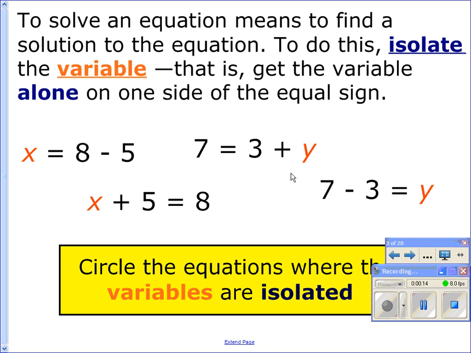Okay, so to solve an equation means to find a solution to the equation. You're going to isolate the variable, that is, get the variable alone on one side of the equal sign. Remember, the variable is represented by a letter, and it is the unknown. Okay?